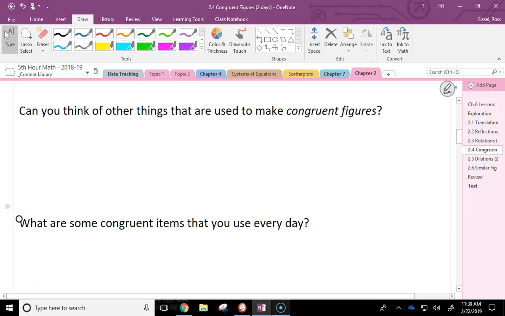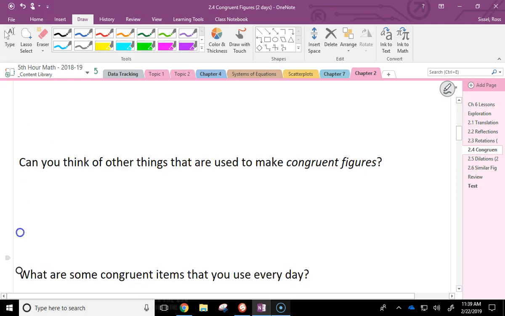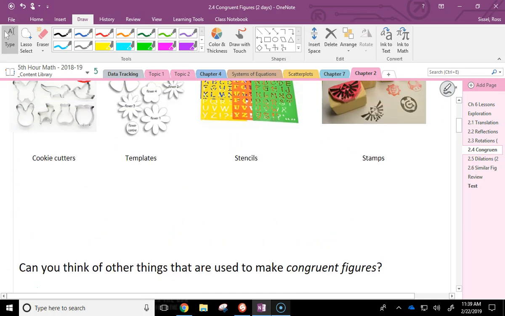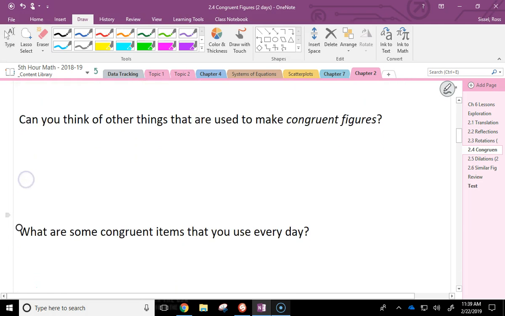Take a few seconds. Go ahead, turn, chit chat with your neighbor. Let's see if we can come up with 4 things that we use in real life that make congruent figures. Can't be cookie cutters, templates, stencils, and stamps. But what would be 4 other examples? Go ahead and talk to your neighbor, and then we'll share them out in just a second.